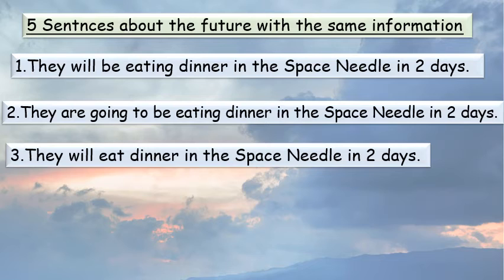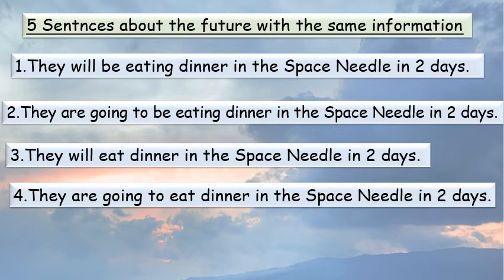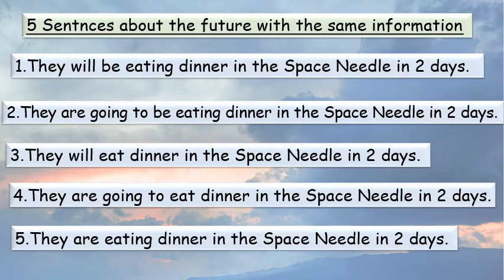Number 3, they will eat dinner in the Space Needle in 2 days. Simple future with will. Number 4, they are going to eat dinner in the Space Needle in 2 days. Simple future with going to. Number 5, they are eating dinner in the Space Needle in 2 days. Present continuous with future time words.